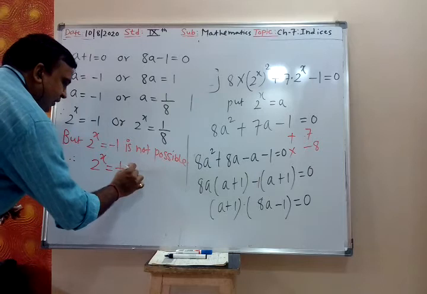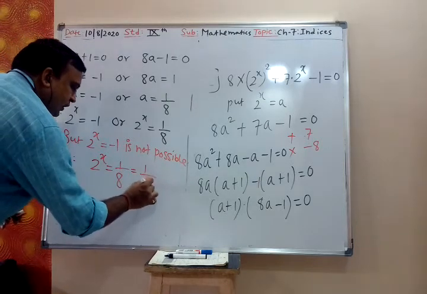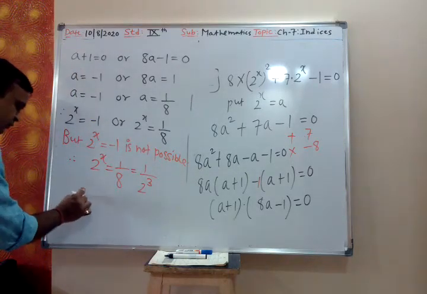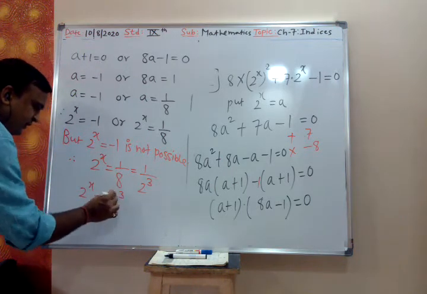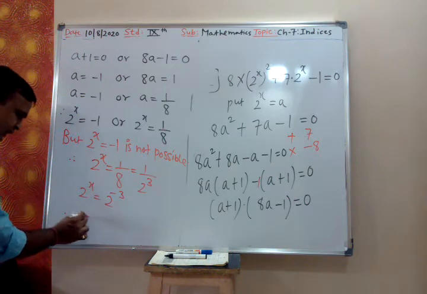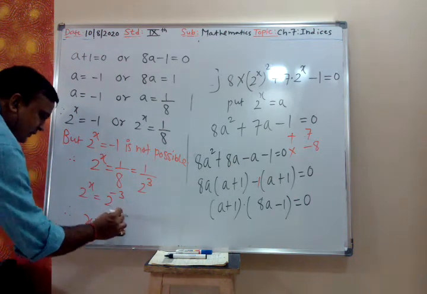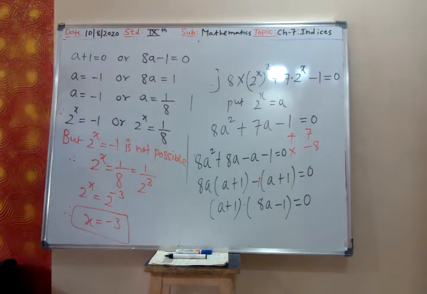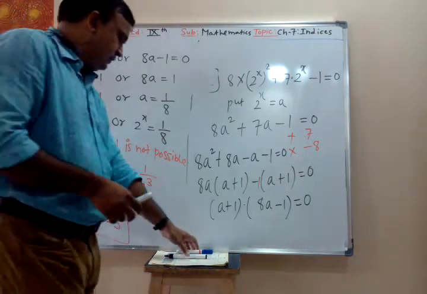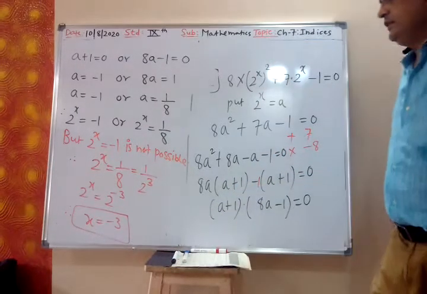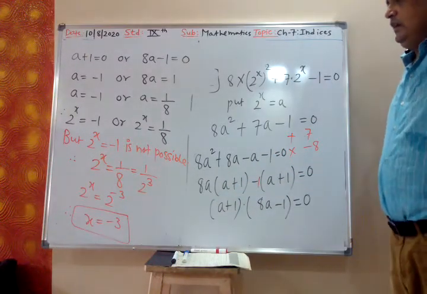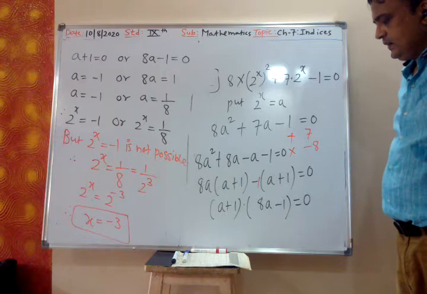1 by 8 I can write as 2 raised to minus 3. So you will get 2 raised to x is equal to 2 raised to minus 3. So that gives you x is equal to minus 3. Comparing the powers, 2 raised to x is equal to 2 raised to minus 3.